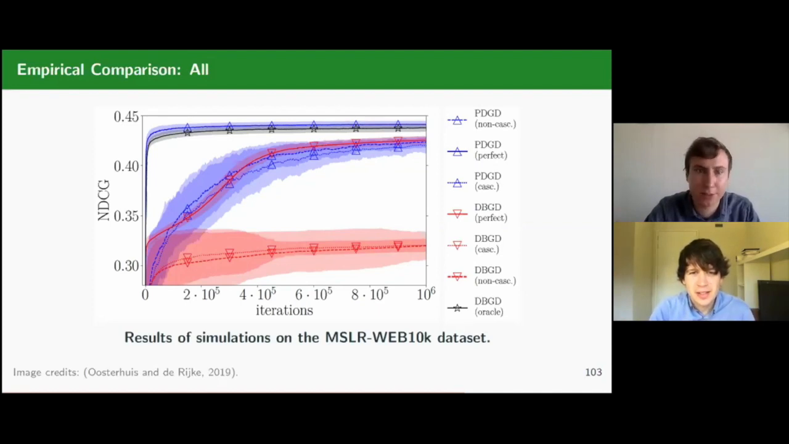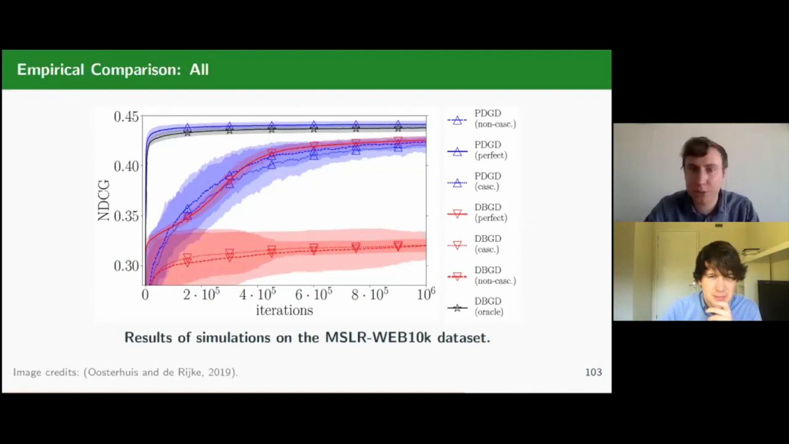You have one method under near random behavior, extremely random behavior, the worst case scenario, having performance similar to the other method, dueling bandit gradient descent, under highly ideal situations in a sequence setting. Exactly. This is a very, very strong indication that pairwise differentiable gradient descent is just better to use. Yeah, that's a very strong result from this plot.